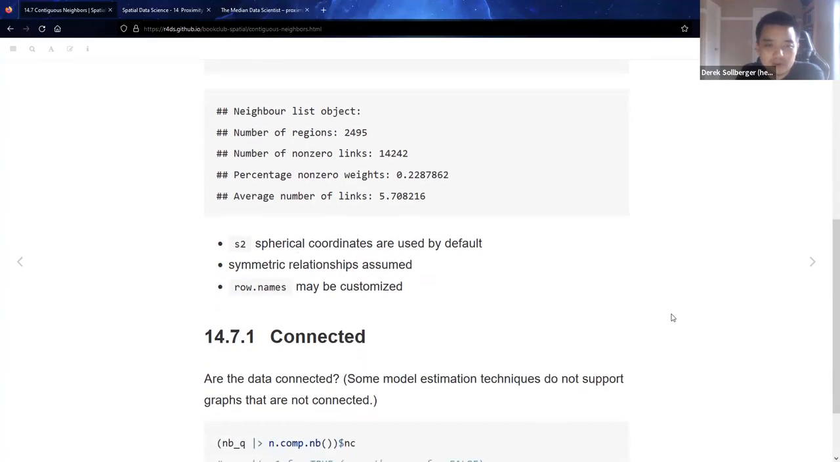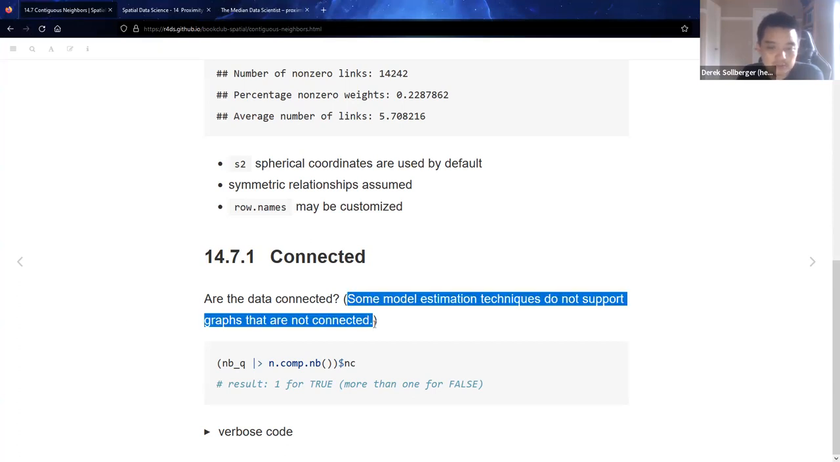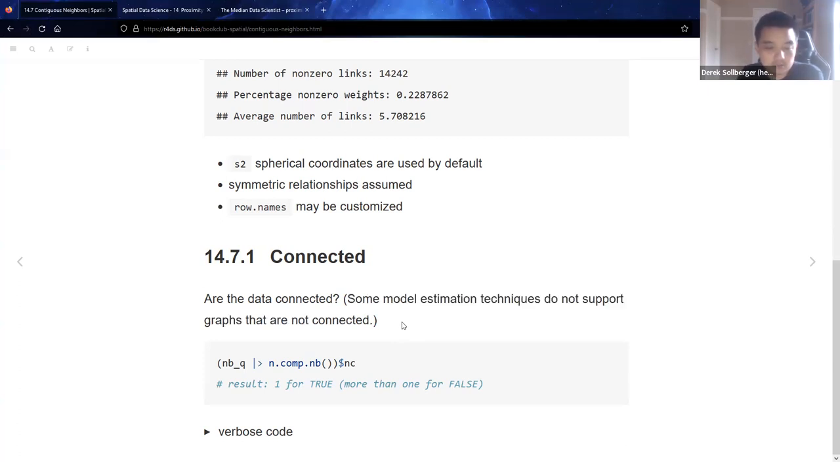Moving forward, as I briefly mentioned before, we want to avoid situations where we have islands in the data, isolated graphs. So we will occasionally ask ourselves, are the data connected? That means as we draw some sort of graph on the country of Poland, could we get from any one village to another village using the graph? And we have to be concerned about this because the calculations and algorithms that we might use later in the book would break if the graphs were not connected.